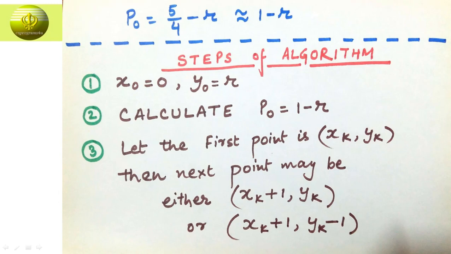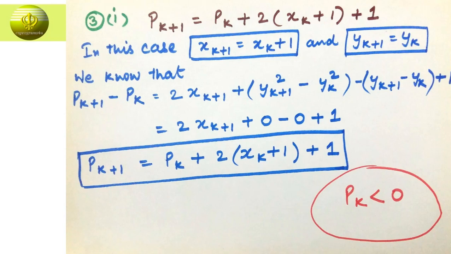If the first point is xk, yk, then the next point may be either xk plus 1, yk, or xk plus 1, yk minus 1. It means the system can select the upper coordinate p or the lower coordinate q when it moves from A to the next point. What's the meaning of this? It means when I select the upper point, what will happen? xk plus 1 is equal to xk plus 1 and yk plus 1 is equal to yk.